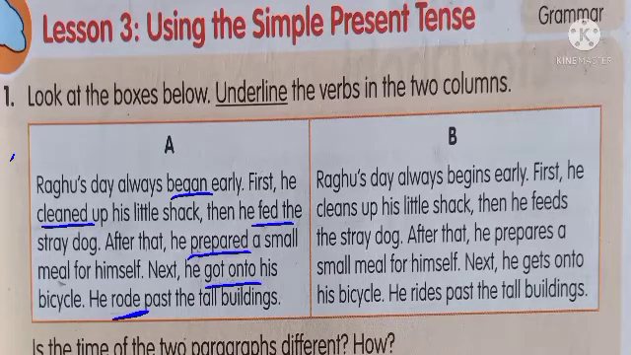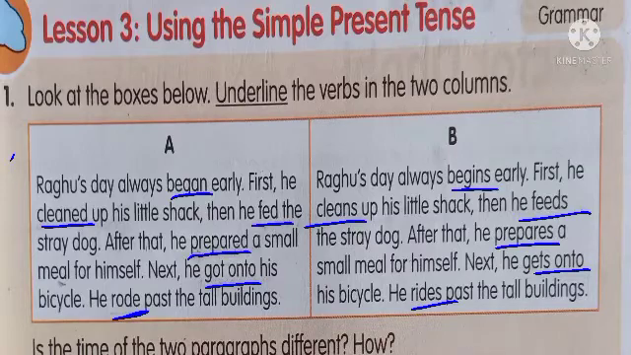Raghu's day always begins early. Here it is given, begins. First, he cleans up his little shack. Cleans up. Then he feeds a stray dog. Feeds. After that, he prepares a small meal for himself. Prepares. Next, he gets onto his bicycle. Gets onto. He rides past the tall buildings. Rides. So here you may find differences between the two columns, right? Is the time of the two paragraphs different? If your answer is yes, pause the video here and answer me by sending a voice note.